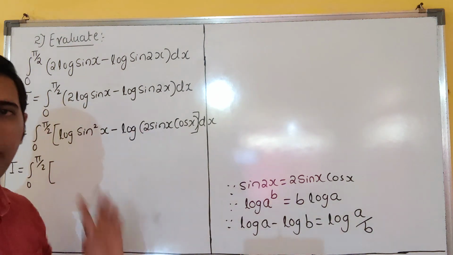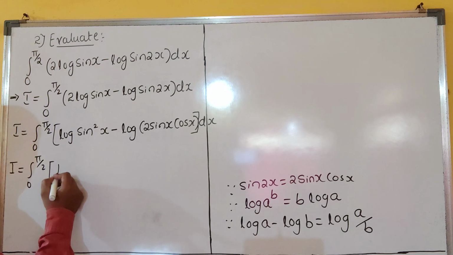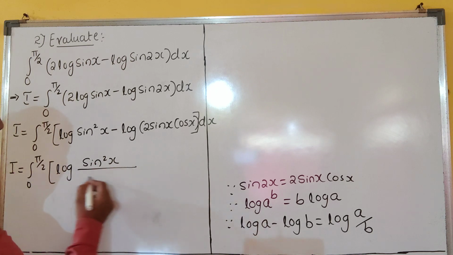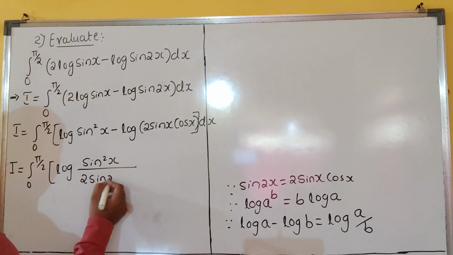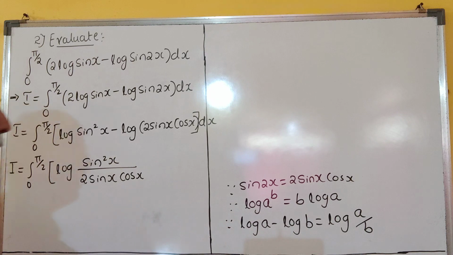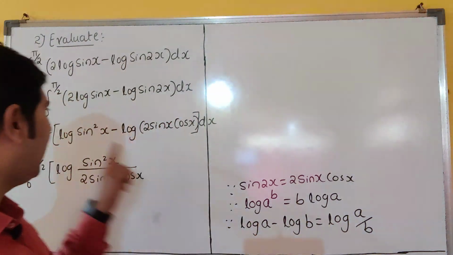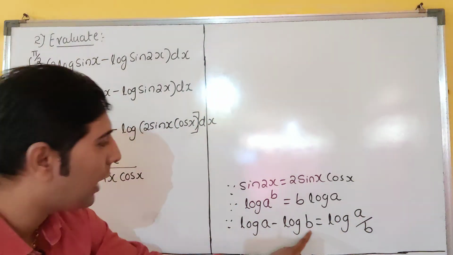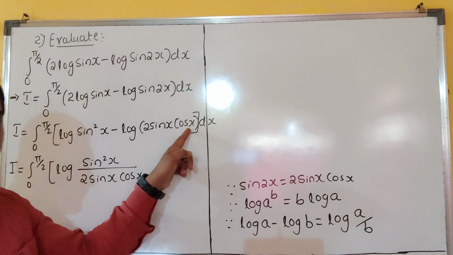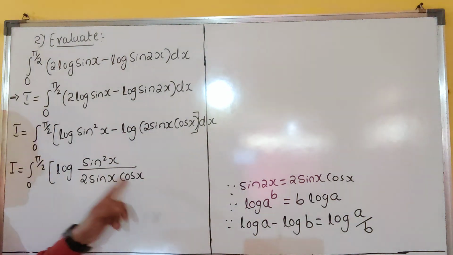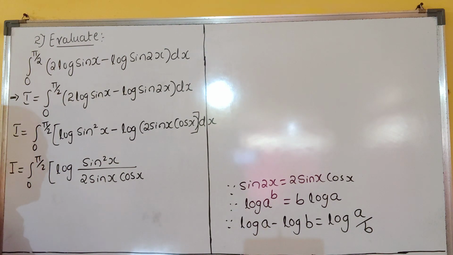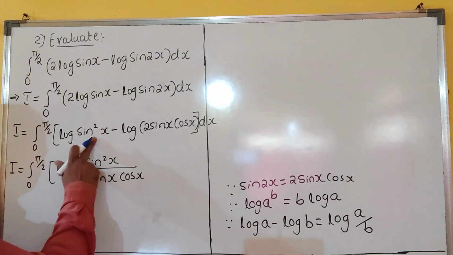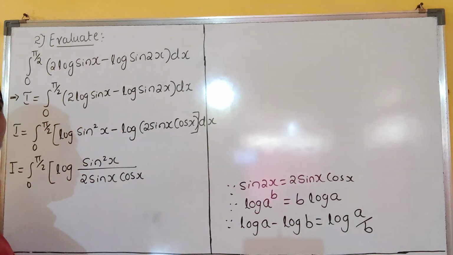Log a minus log b. Log a minus log b means what? Log a by b. A is what? Sin square x. B is what? 2 sin x into cos x. I am using this formula. A is nothing but sin square x. Sin square x I wrote here. And b is what? 2 sin x into cos x. So it is divided by 2 sin x into cos x. Log a by b. It looks just like this, right? Log a minus log b, log a by b. A means sin square x, b means 2 sin x into cos x.